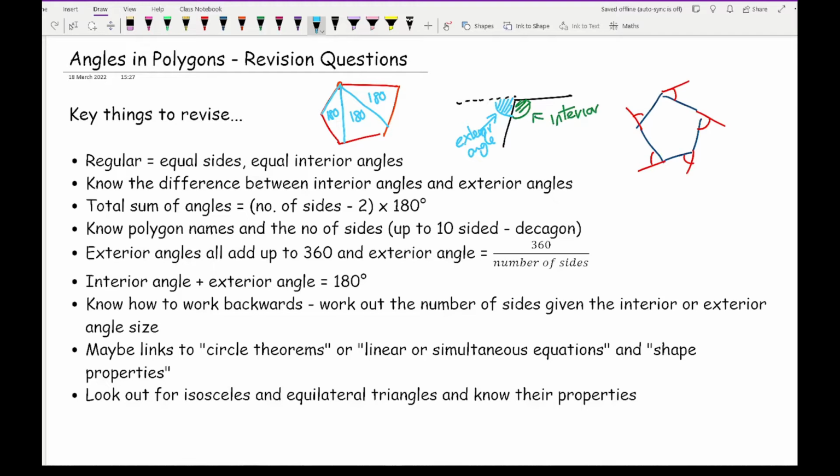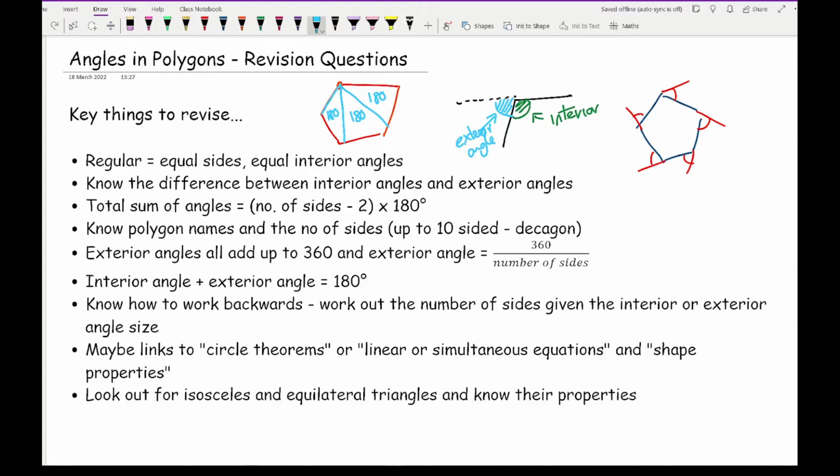Now the next one is to know polygon names and the number of sides that they each have. Now I would say you probably don't need to go on Google and know what a 32-sided shape is. I would say that you only really need to go up to a 10-sided shape, which is a decagon. So 9-sided is a nonagon, 8-sided is an octagon, 7-sided is a heptagon, 6 sides a hexagon, 5 sides a pentagon, 4 sides a quadrilateral, and then 3 sides is a triangle. So know how many sides there are and their names.